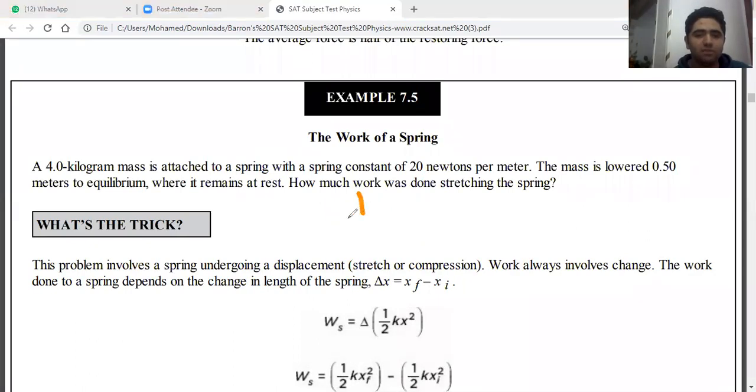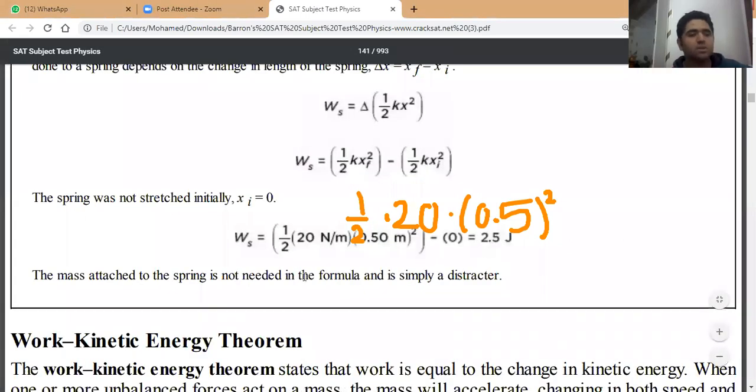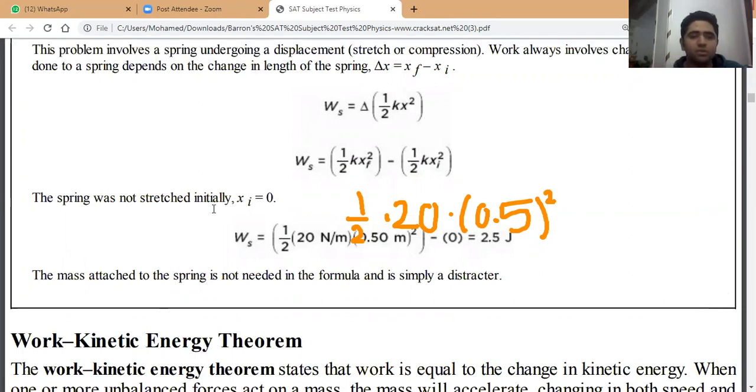Well, that is going to be half k, which is the spring constant, 20 newtons per meter, and it was lowered 0.5 meters. So that is 0.5 to the power 2. And so that is going to be half, that's going to be 2.5 joules. So we understand that the spring was not stretched initially. Okay. So whatever, you get the point.